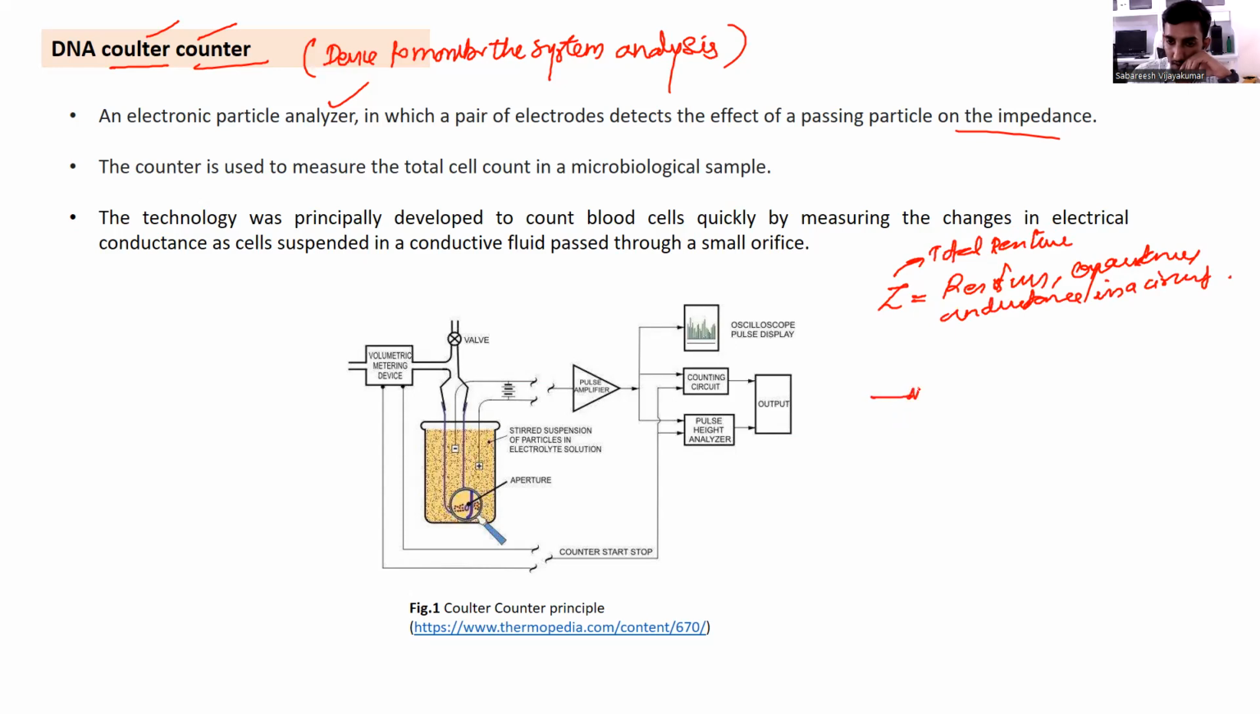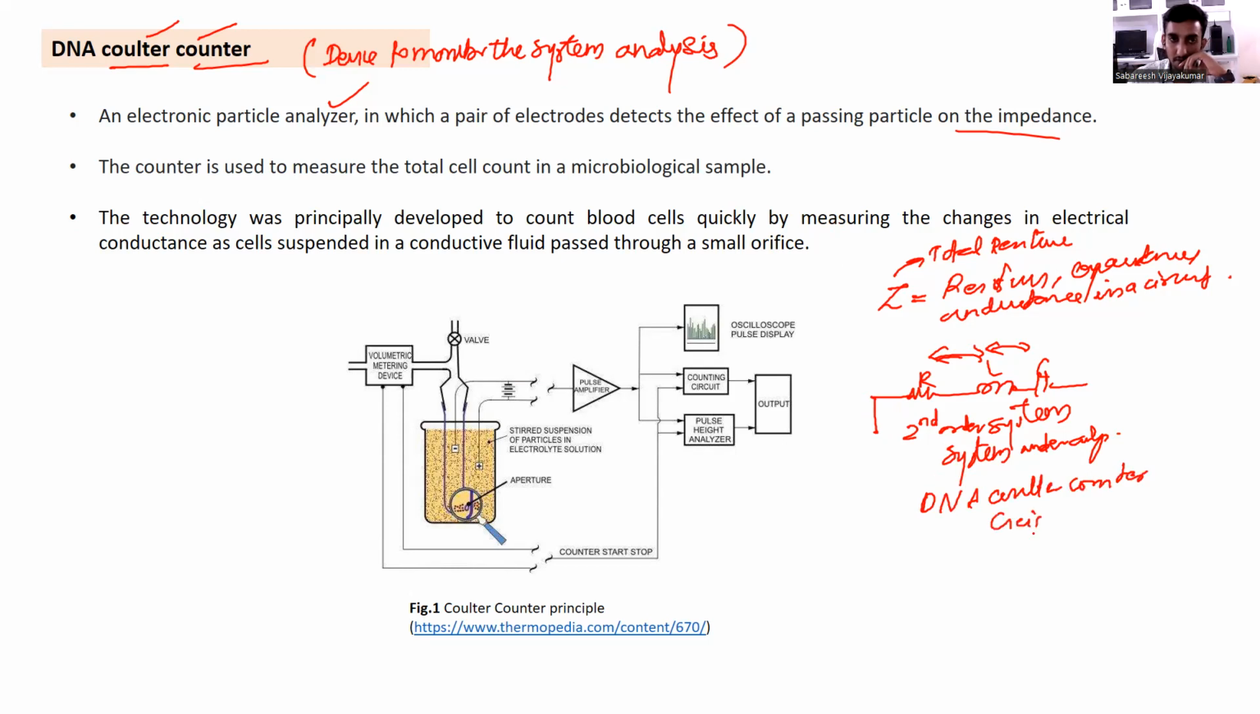Suppose we have an RLC circuit; from that we know that it's a second order system. So impedance refers to the total resistance of the system under analysis. We know that they will create a phase shift and difference between each other when they are connected in series or parallel. So the effect of a passing particle on this impedance is studied with the help of a DNA Coulter counter.